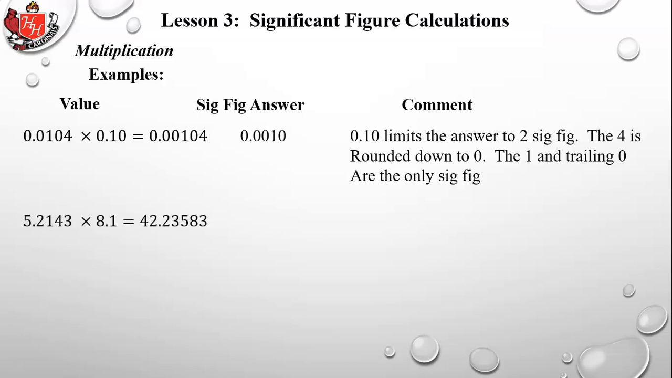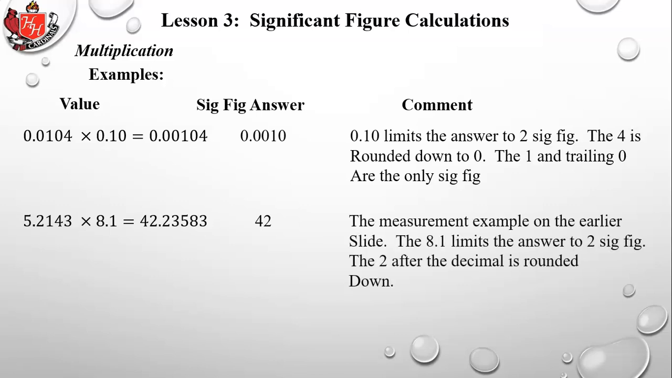How about these two? 42. The measurement example on the earlier slide, that's the one we did at the very beginning, the 8.1 limits the answer to 2 sig fig. The 2 after the decimal is rounded down. So that second 2, the one that's after the decimal, gets rounded down, and you just have 42. That's 2 significant figures.